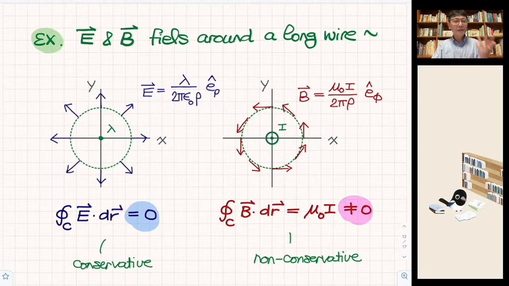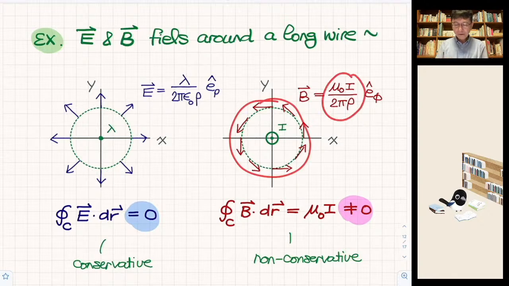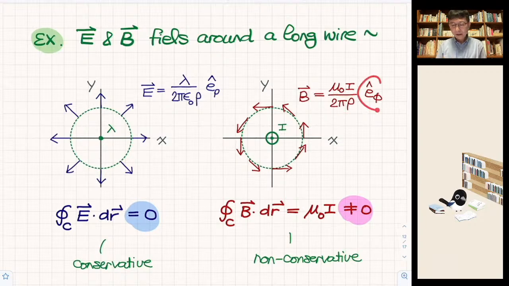Taking pretty much the same geometric setup, a very long straight wire, but now passing current instead of carrying charge density. If you're passing some current through the wire, it will create a magnetic field around the wire, right? Use your right hand, and if you write it down, you get a B field here. The B field, by calculation from Ampere's law, is mu 0 I divided by 2 pi rho in the E phi direction.